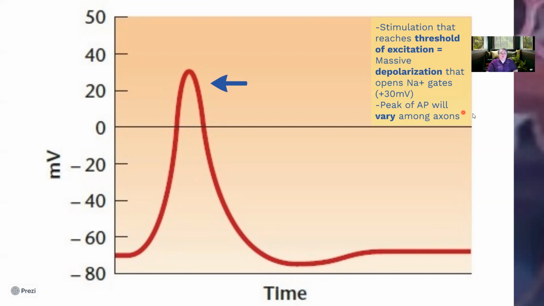The peak of an action potential will vary among axons. And so what that means is that, just like the negative 70 number, we can average out what the threshold is, what we think it might be on average, or what the average resting potential is, and what the peak might be for certain neurons. But it's really going to vary among different neurons and their axons.